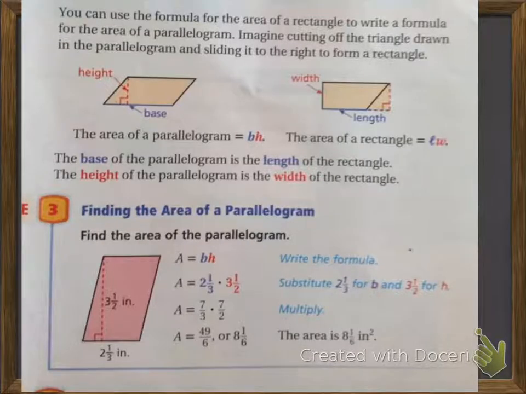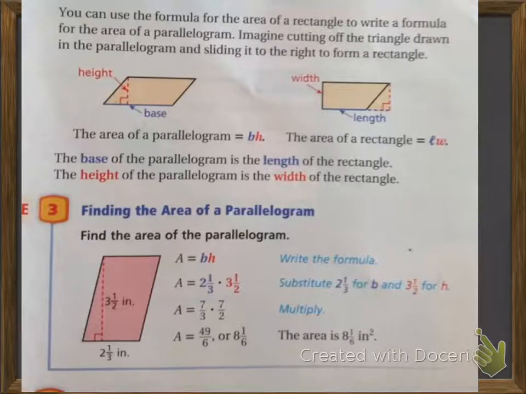So if we look at this next example, it says you can use the formula for the area of a rectangle to write a formula for the area of a parallelogram. So here's a parallelogram. Parallelograms have two sides that are parallel. So if you notice, this side is parallel with this one, meaning it will never intersect. And then we have this side is parallel with this one. So those two lines are never going to intersect. That's what makes a parallelogram.